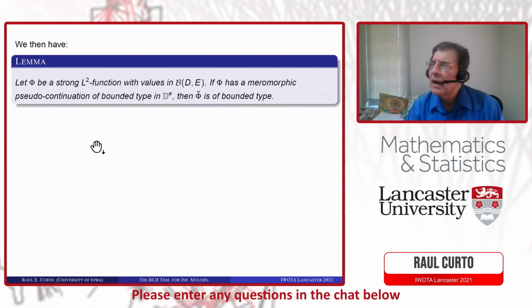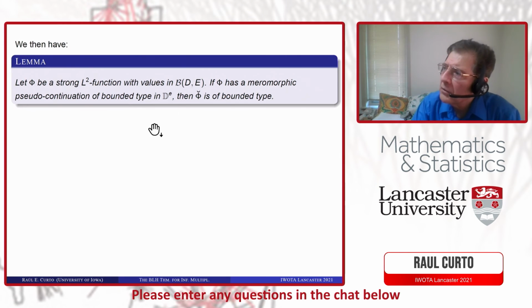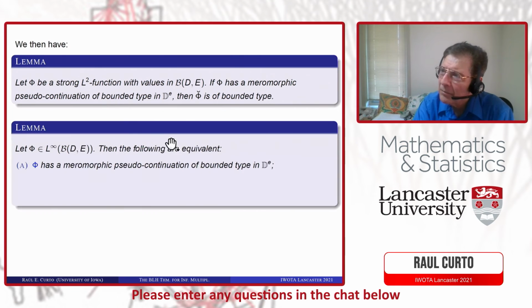Now, look at the strong L2 function and assume that it has a meromorphic pseudo-continuation in the exterior of the unit disk. Then we claim that phi brev is of bounded type. This is a criterion for phi brev of bounded type, which is the same as phi of bounded type, which guarantees Abrahams's theorem in the infinite dimensional case.